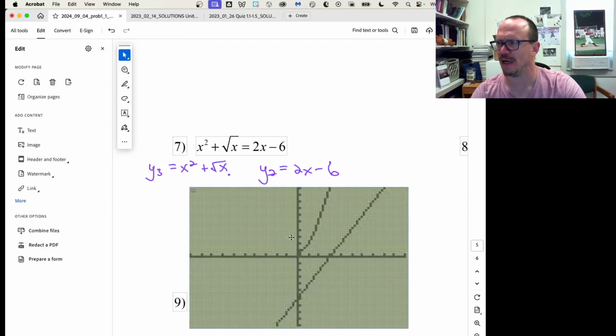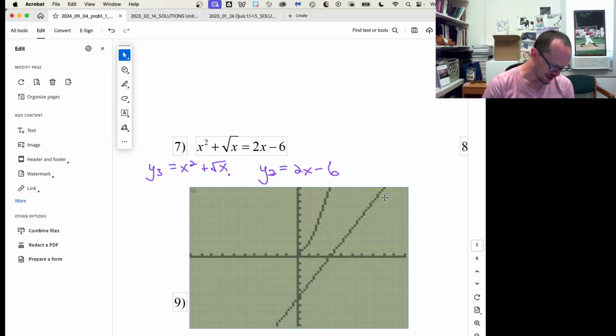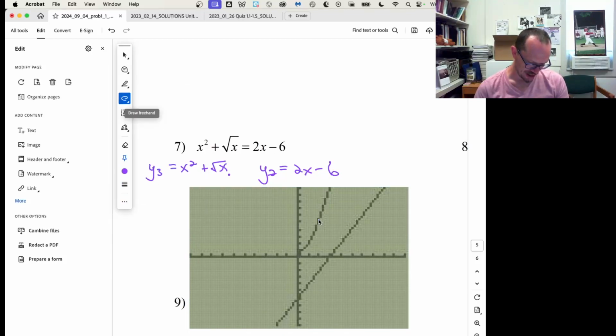So you can see now that every point on this thing right here, like that point right there, corresponds to 2 as an x value. And what would the y value be? To find that out, I'd put 2 where the x is here. So 2 squared plus the square root of 2. That is 4 plus root 2, a little more than 4.